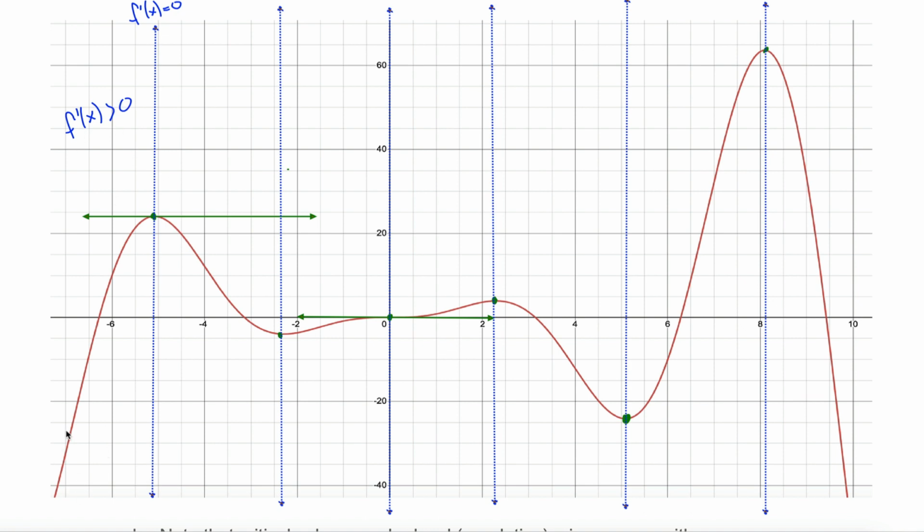How do I know that? Because the graph is increasing as I read it from left to right to the left of this critical value. Similarly, because the graph is decreasing to the right of this critical value until I get to this next critical value, I know that f prime of x is less than 0 on this little interval. To the left of this critical value, the first derivative is positive. To the right, the first derivative is negative. This critical value happens to be a local maximum, and that's not a coincidence.